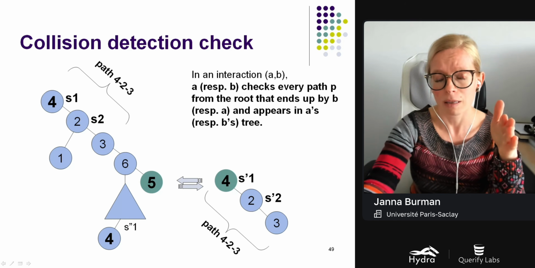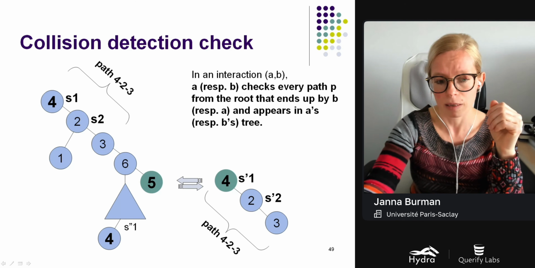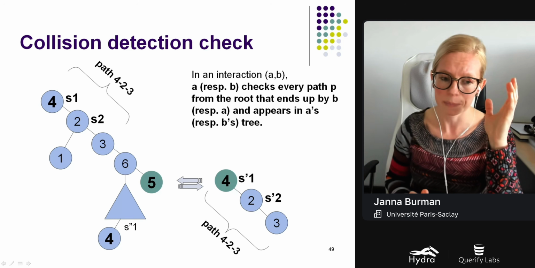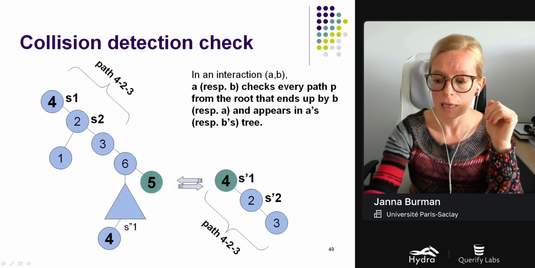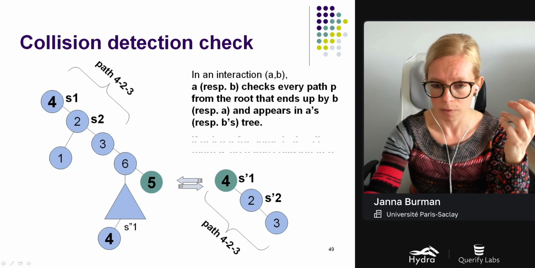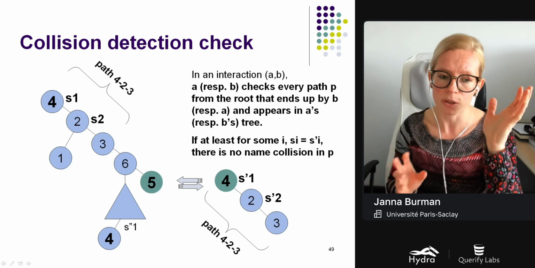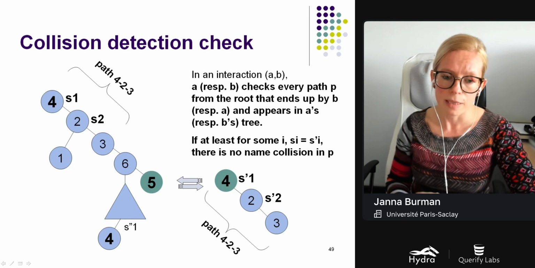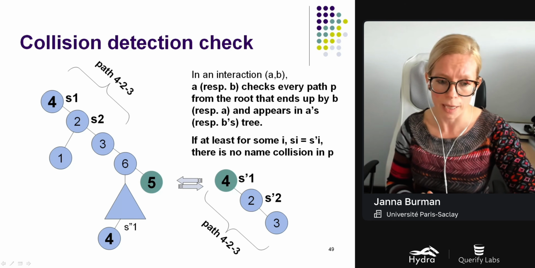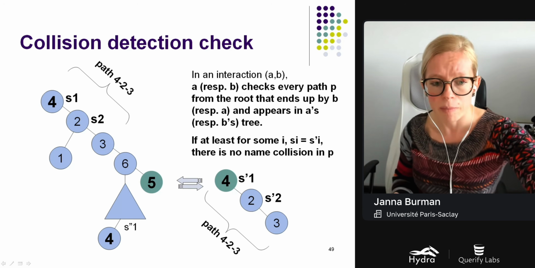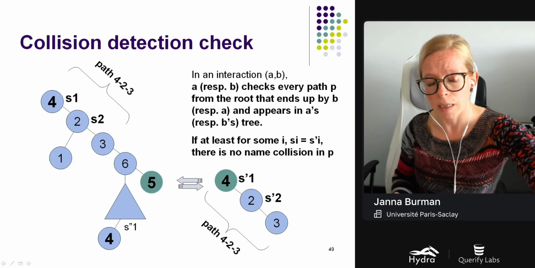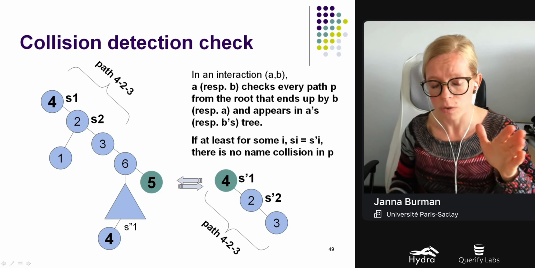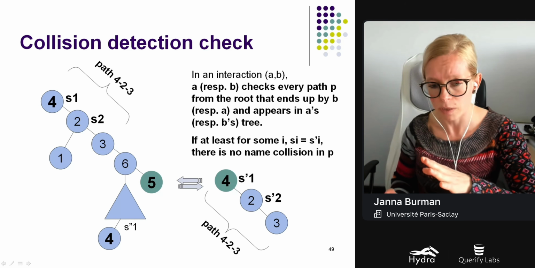And if all the couples of sync values are different, it will trigger a reset. So if for at least some couple the sync values correspond, they are the same, then there will be no name collision. And why? Because imagine that if all the couples of sync values here do not correspond, they are not the same.